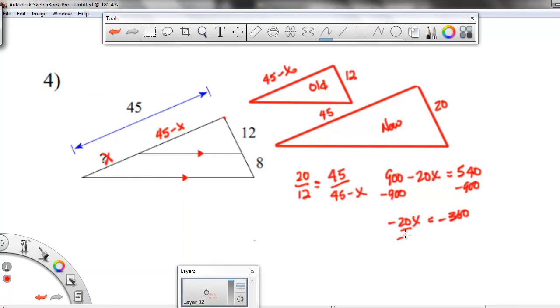Divide each side by a negative 20. That gives me x equals 18. So that little x there is 18. If I take 45 minus 18, that tells me that this little piece right here would be 27, if that's what they wanted to know as well.